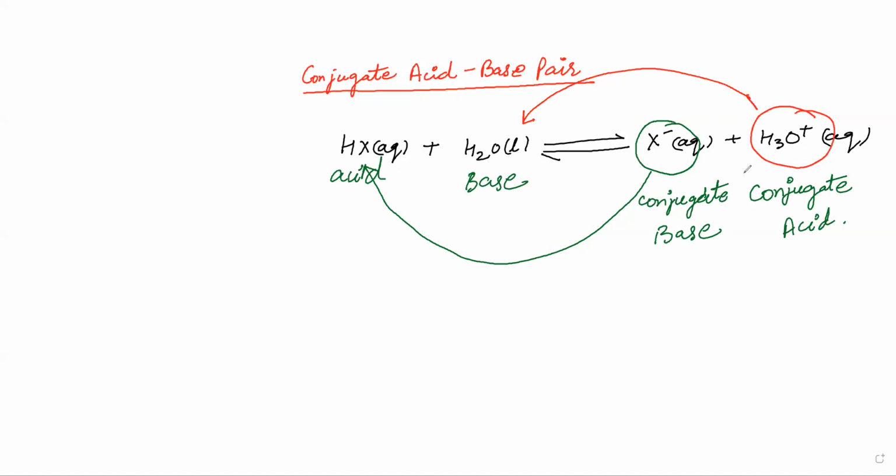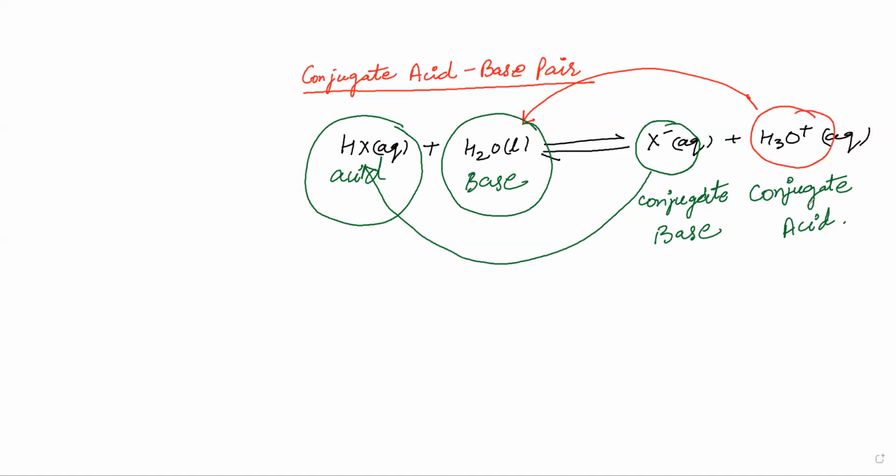Okay, so you need to remember one thing. The base formed from an acid is referred to as the conjugate base of the acid. Similarly, the acid formed from a base is called the conjugate acid of the base. So this is the acid, and it will form a conjugate base. And this is a base, it will form a conjugate acid. Fine, I hope this is clear.